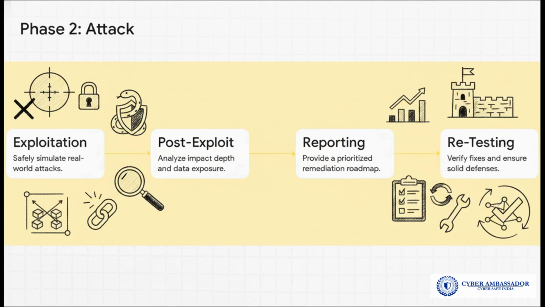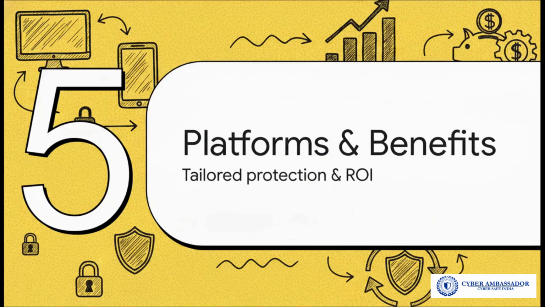But hey, they don't just leave you with a pile of problems. Step 6 is actionable reporting. This gives you a clear, prioritized roadmap, like a to-do list for remediation. And finally, step 7 is retesting. Once your team puts the fixes in place, the experts come back and verify them to ensure your defenses are 100% solid. Moving into our final section, Section 5, Platforms and Business Benefits.